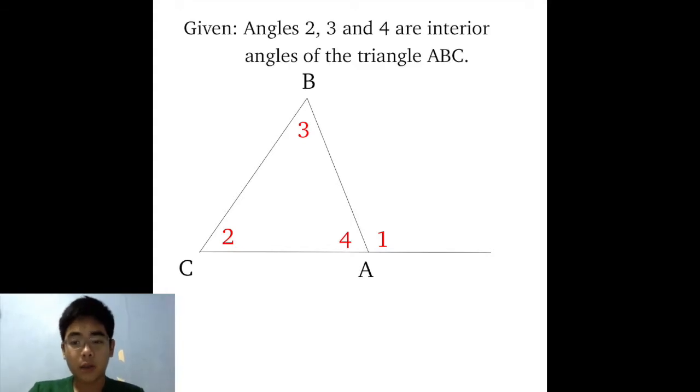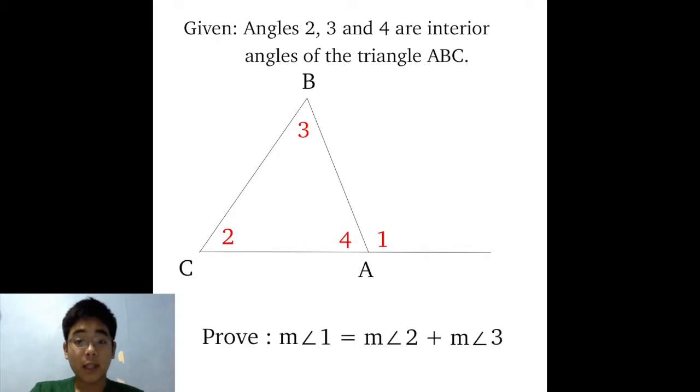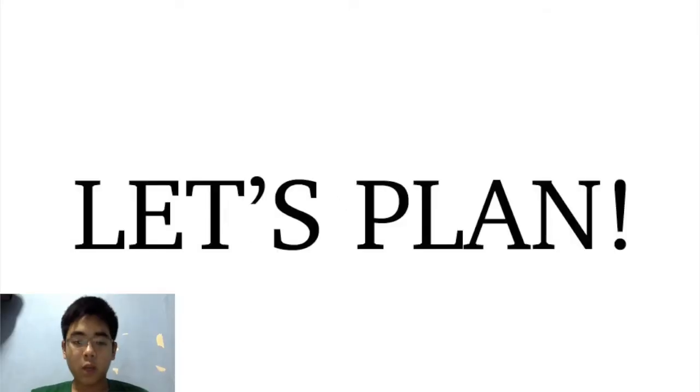Now let's look at our given. Our given states that angles 2, 3, and 4 are interior angles of the triangle ABC. Lastly, let's look at the statement that we need to prove. We must prove that the measure of angle 1 is equal to the measure of angle 2 plus the measure of angle 3. Before we can start proving, we must first devise a strategy or plan.